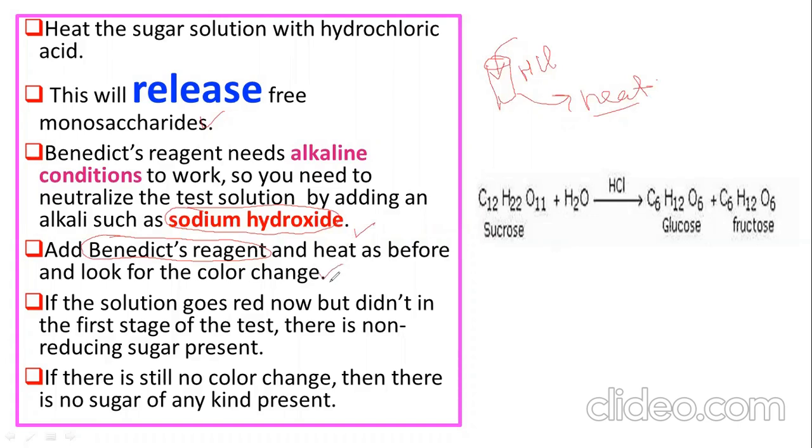Heat it as you did for reducing sugar, and look for the color change. If the solution goes red now but didn't in the first stage of the test, there is no reducing sugar. If before the test it was not changing and now it becomes red, it means that was what? That was non-reducing sugar. But if there is still no change in the color, the blue remained blue, then there is no sugar of any kind.